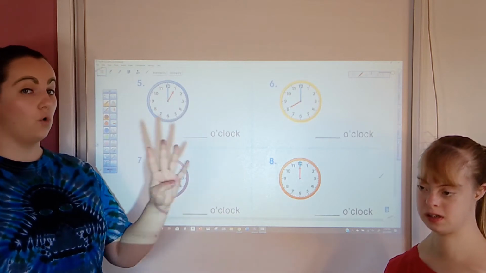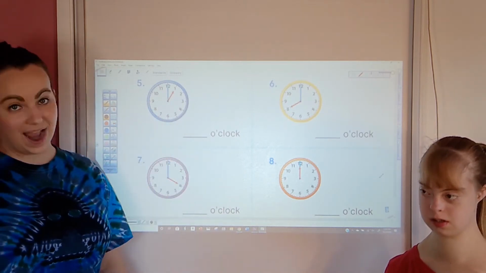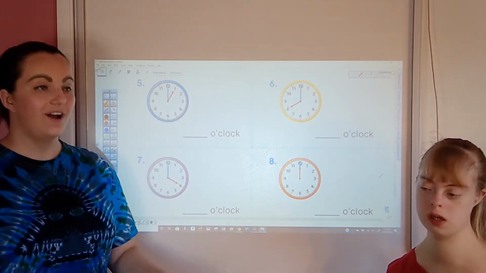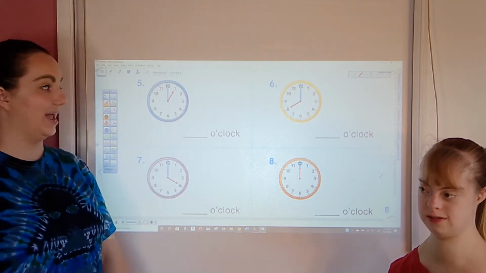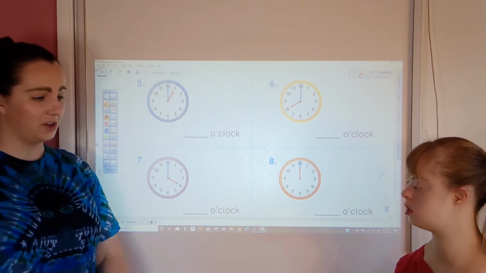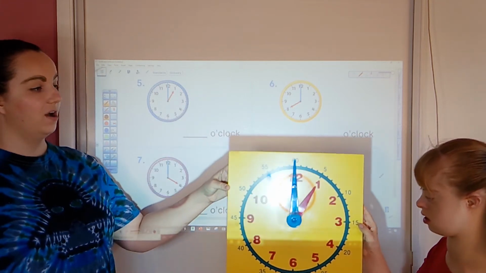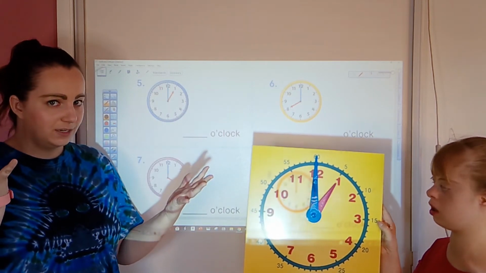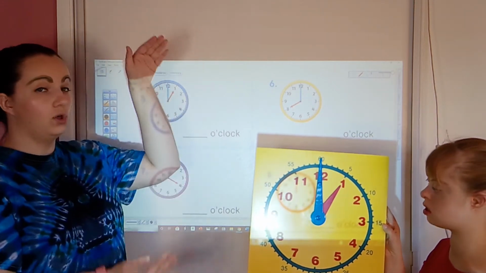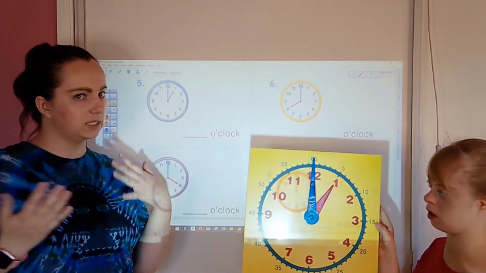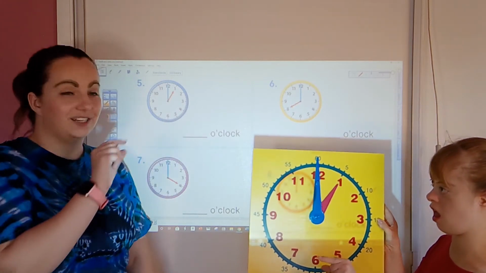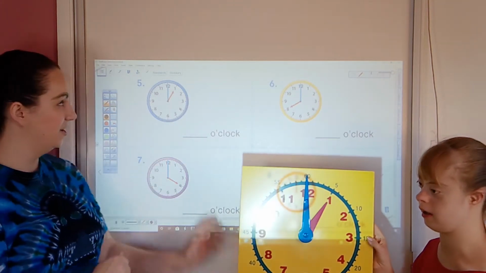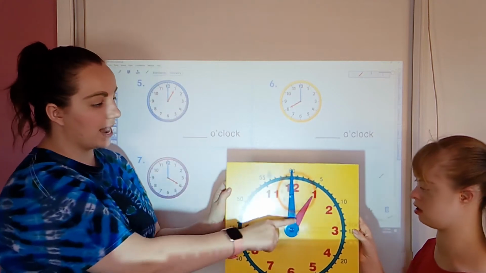Here we are with four more practice problems. Let's keep practicing. Keep getting better and better at reading time to the hour on analog clock. Okay. Look up here. Hopefully you're able to see the clock. If not, Kaylee and I also have it up here on our clock. Remember, which hand do we look at first? The short hour hand or the long minute hand? Good. She's signing the short hour hand. If that's what you were saying at home, good job. Keep it up. Okay. So look first at where the short hour hand is pointing.